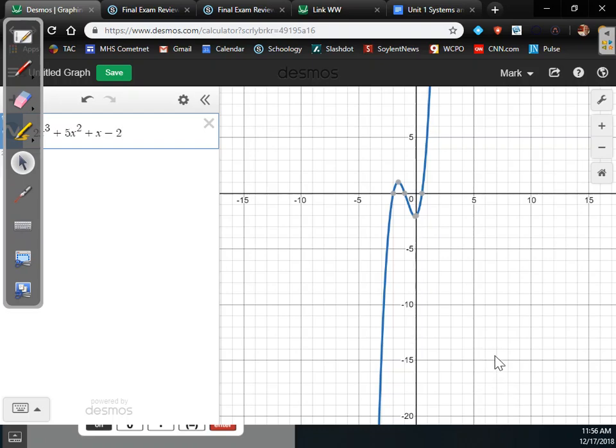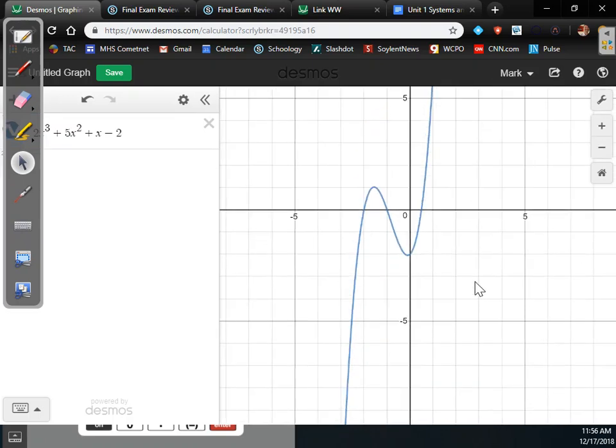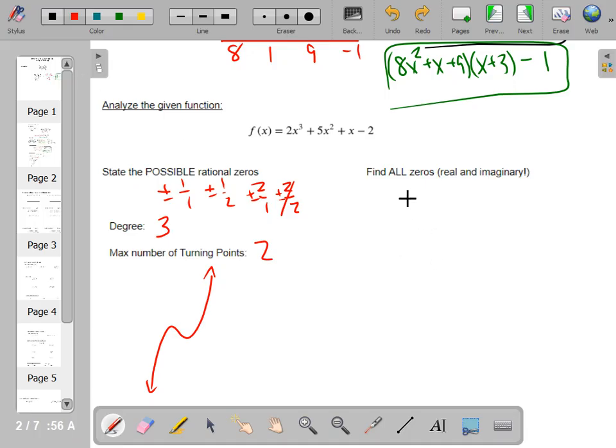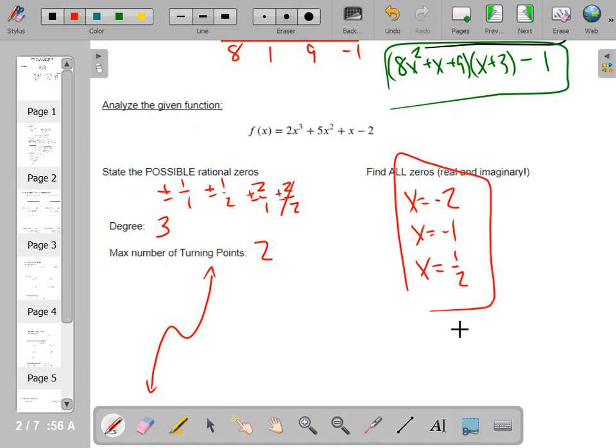So wait a minute, I can see all my zeros right there. It looks like they are at -2, -1, and 1/2. So I don't even really need to solve anything. They're all real and they're all rational. So x equals -2, x equals -1, x equals 0.5. I'll write that as a fraction. There's no imaginary zeros, so I don't really need to do any more work. I can just look at the graph.